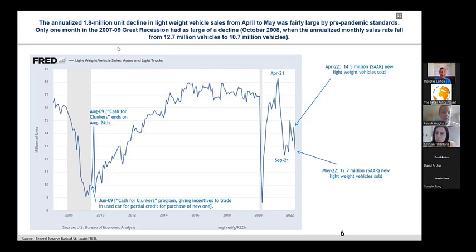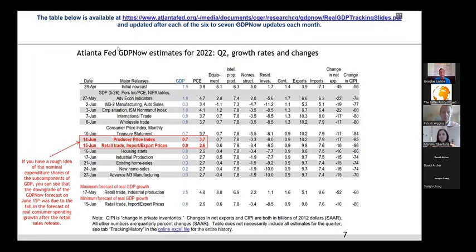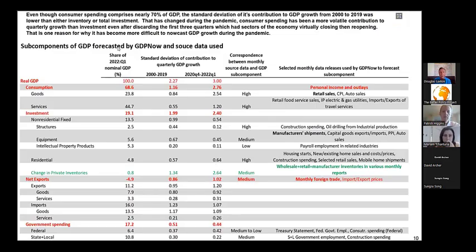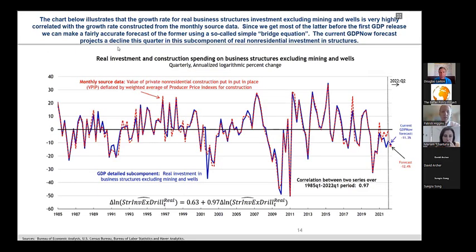Yeah, maybe I can skip ahead a few slides. I think I have an example of exactly how that's done, and then I can circle back if we need to do that. So this is one example, not for auto sales, but for non-residential structures investment.